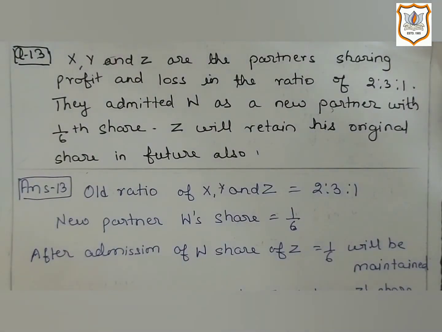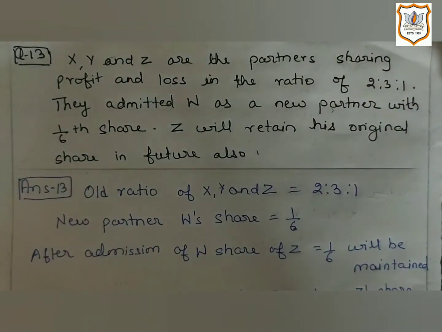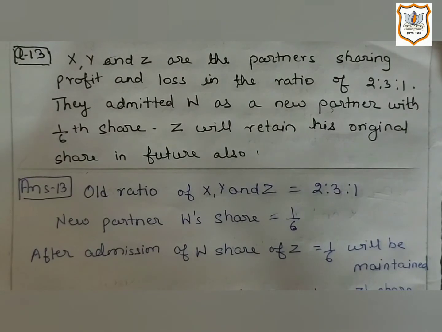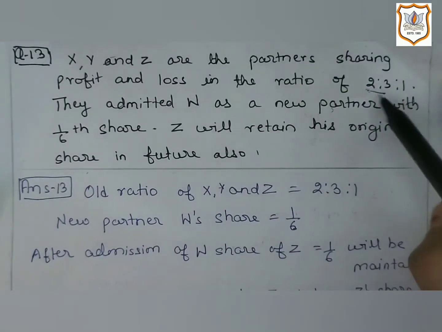See, now here you can see in the question that the sacrificing share or sacrificing ratio is not given. So here it is assumed that the old partners will maintain their relative old ratio even after the admission of a new partner. Relative old ratio means 2:3. Here X and Y are sacrificing and their relative old ratio means 2:3.